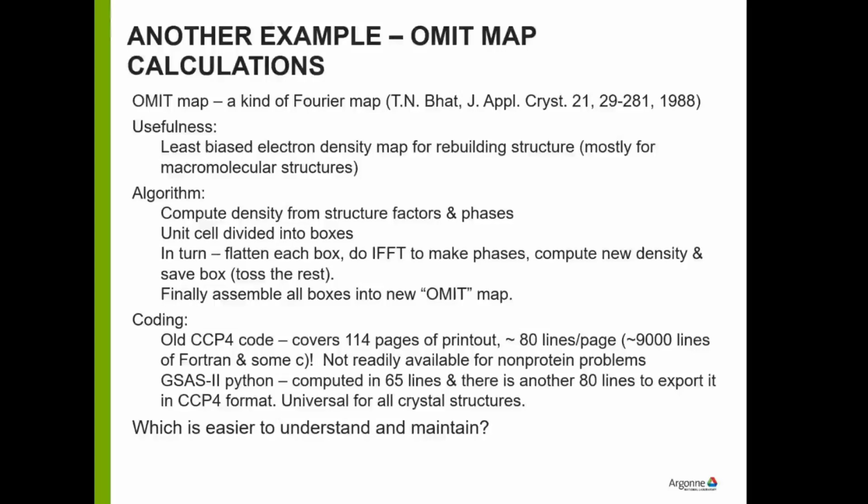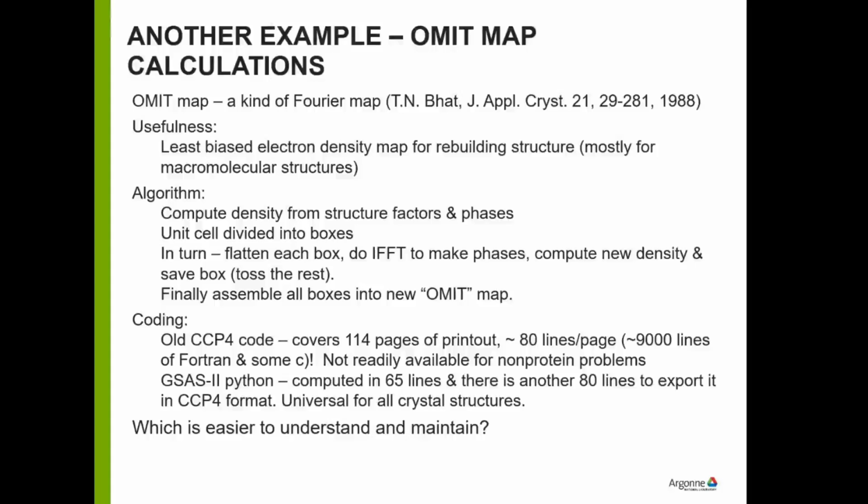Okay, here's another one. There's something in biological crystallography called an omit map. And it's a little bit like a Fourier map. And basically, here's the algorithm. Basically, you calculate the map. You chop the map up into boxes, which are roughly 5 angstroms on the side. Now, remember, unit cells are 100 or so. So that's a whole lot of little boxes. And for each box, you flatten it out, leave all the rest of them alone.